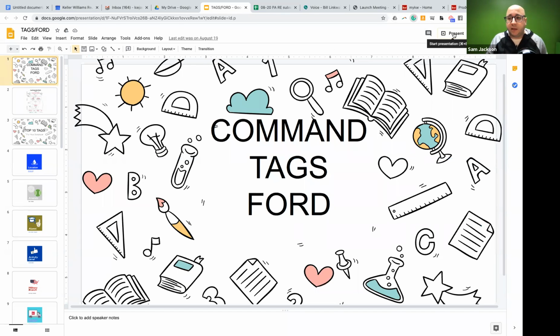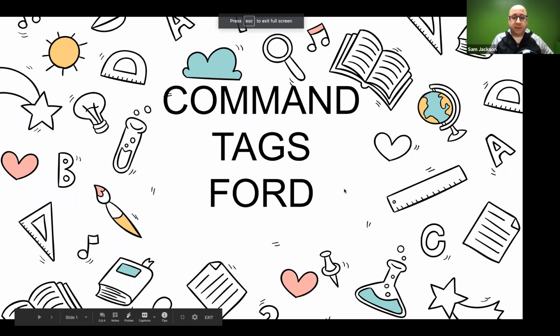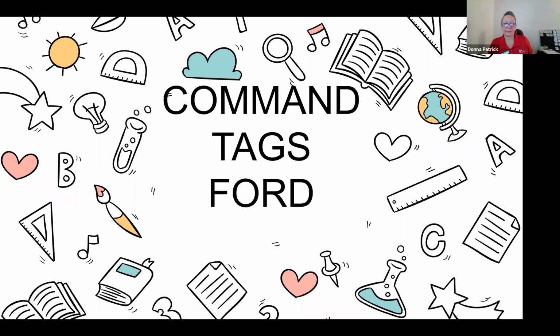Cool. So let me dig into this. Excellent. So you guys can see the Command tags forward screen that's up. Thanks, Donna. Right on. The important thing is really segmenting your database. Does anyone know why that's important? If we have a database of 1,000 people, why is it important to separate them into smaller segments or groups? Maybe for specific campaigns, you could target certain people. Yeah, absolutely. It makes marketing a lot easier if we can break it down per group. What else?